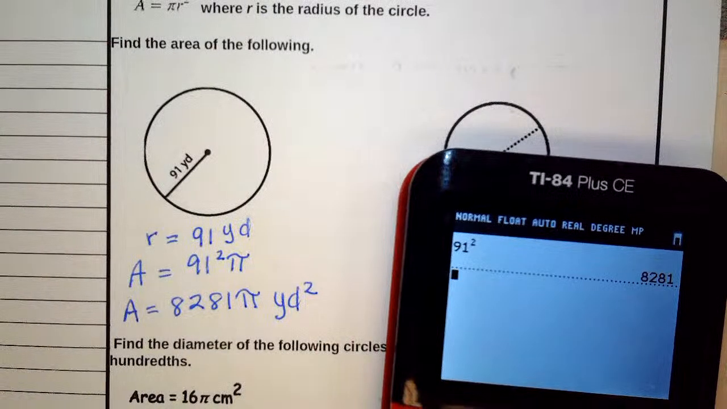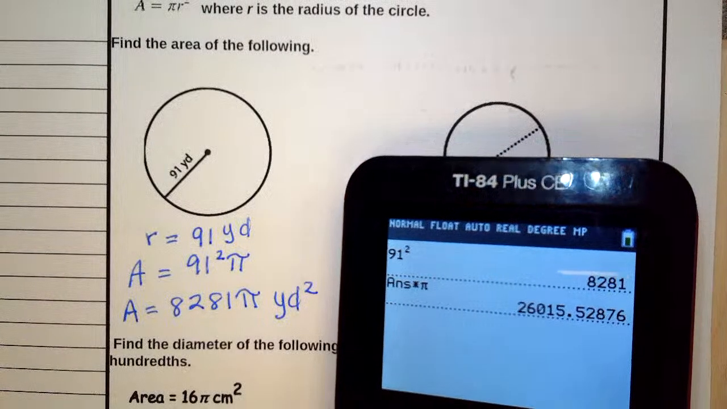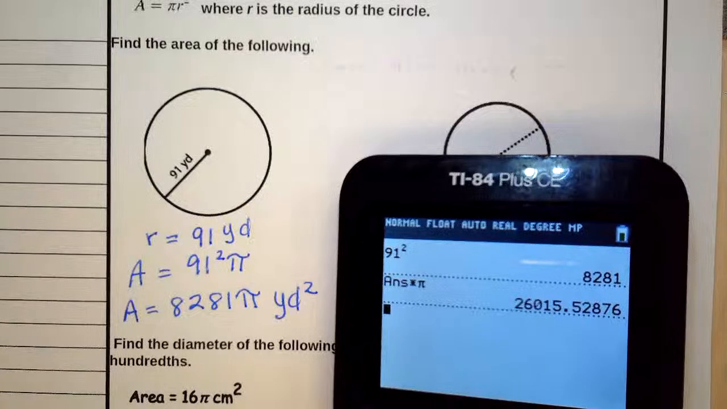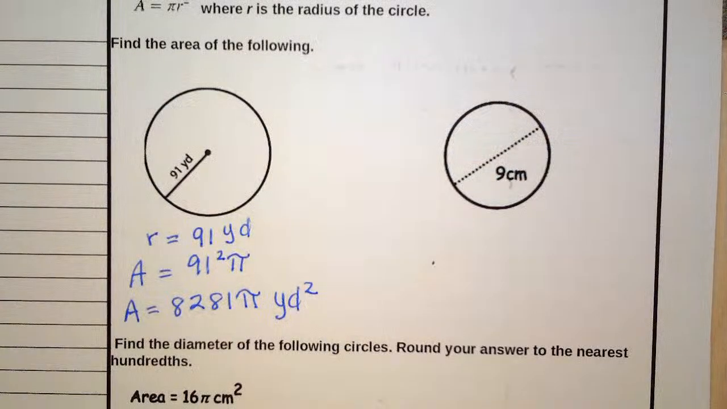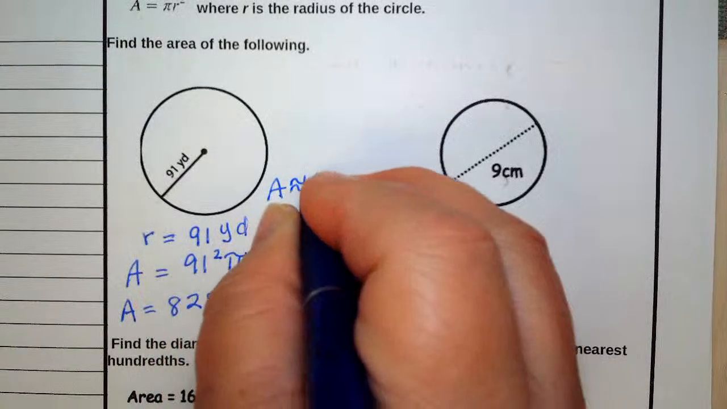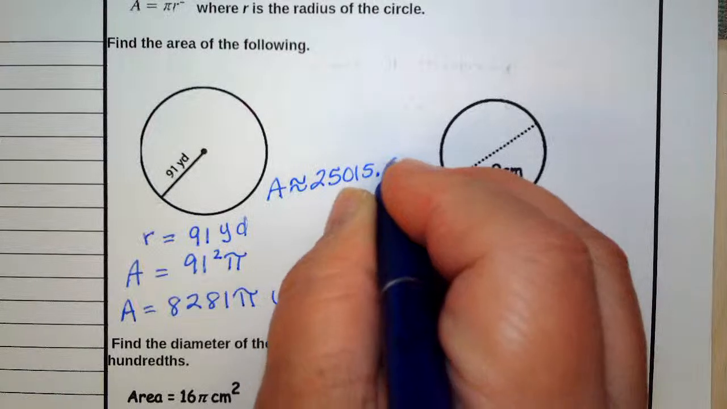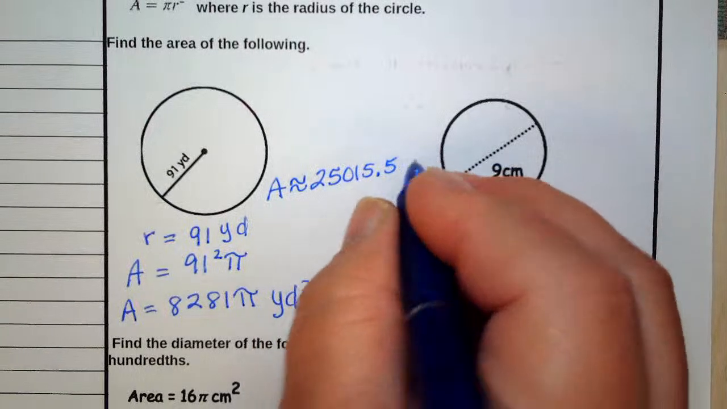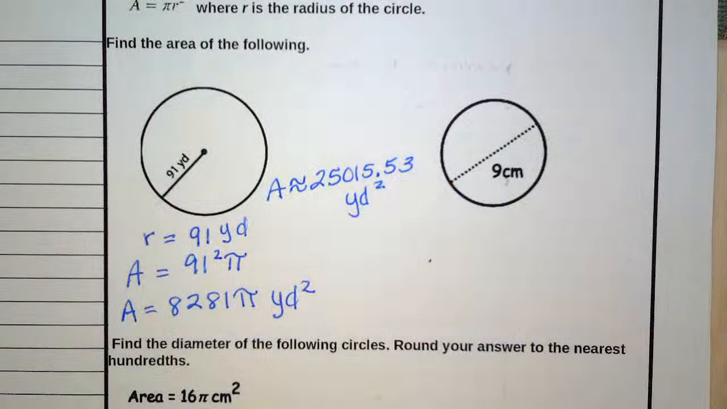What is the approximation? I'm going to take that and multiply it by pi. And I get 26,015.53 yards squared.